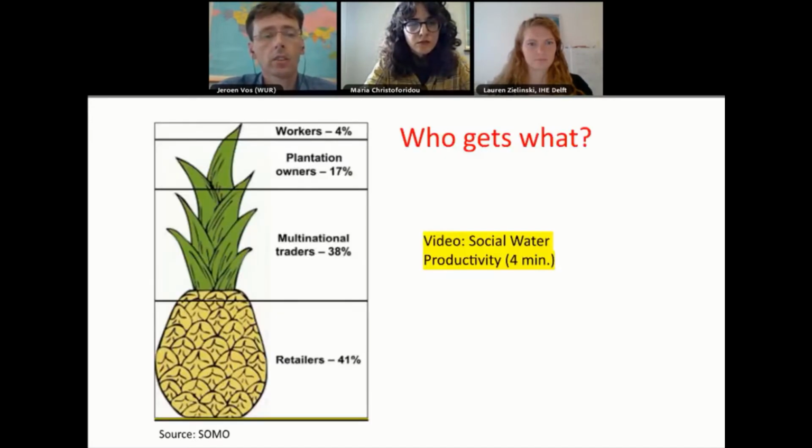Okay, to symbolize how money is divided over different stakeholders, you can look at this pineapple. And we see that a pineapple, for example, might cost 2 euros in the supermarket in Europe. And then SOMO did a research and found out that only 4% of the money you pay as a consumer goes to the workers. So you might say, okay, buying the pineapple will help workers, but it's only a minor percentage.